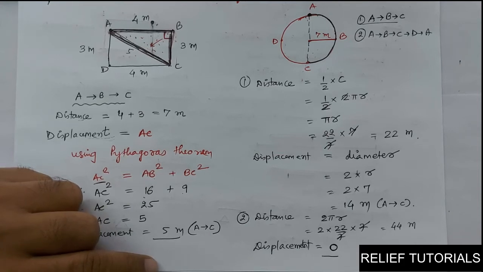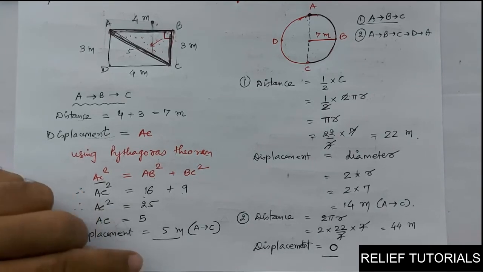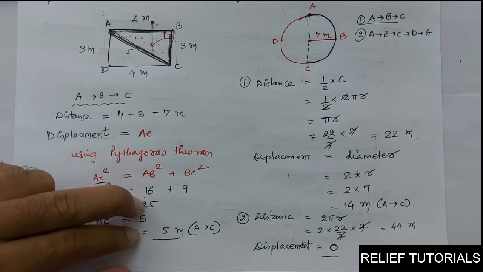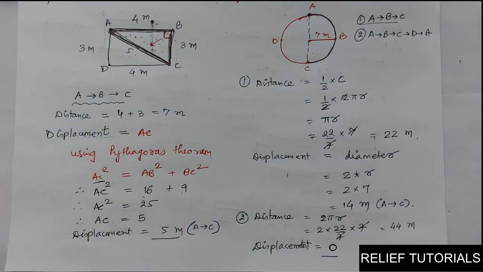Okay, this way a number of examples can be solved. One of the examples given to you in your textbook, let us see. Some blue color questions are given in your textbook. Blue color questions on page number 100, please take out your textbook.